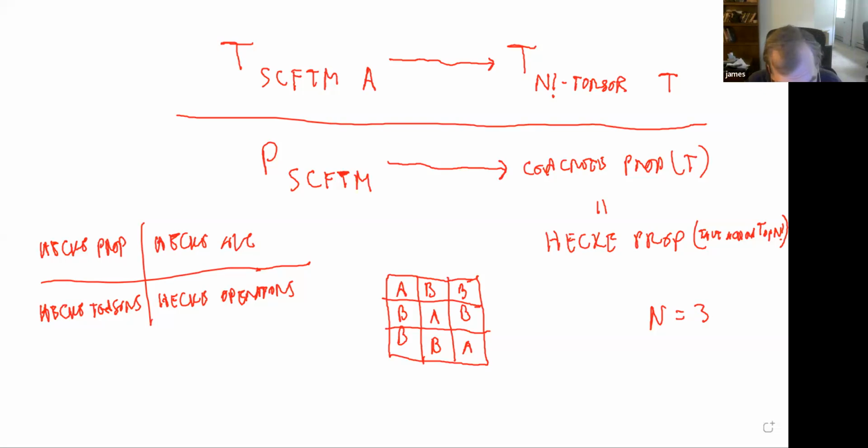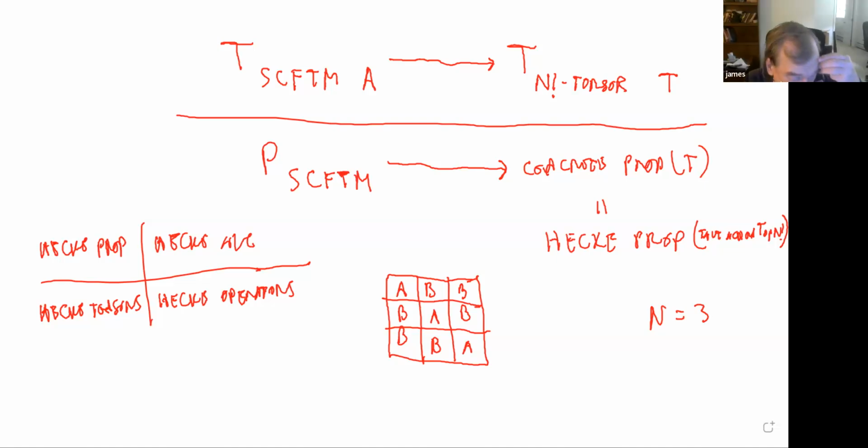But on the other hand, you could compose this prop homomorphism with the inclusion of the concrete prop of T, the Hecke prop. You could include that into the concrete prop of the underlying vector space of T. So that would be all the tensors on T, not just the invariant ones. And that would not be a surjective prop homomorphism.